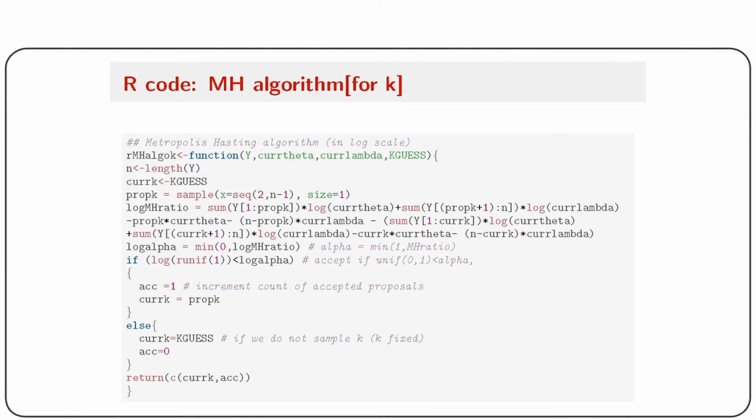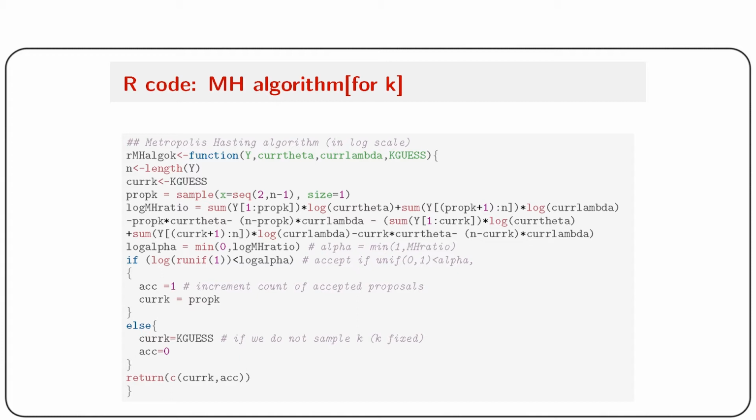But the next one is the most complicated one, the Metropolis Hastings algorithm for k, which you have to use here. Say I'm developing a Metropolis Hastings algorithm for that parameter, with arguments y, current theta, current lambda, current k guess. Then n equals the length of y, and current k equals k guess. The proposal for k is uniform, so I can take a sample from 2 to n minus 1 with size 1 as the proposal distribution.